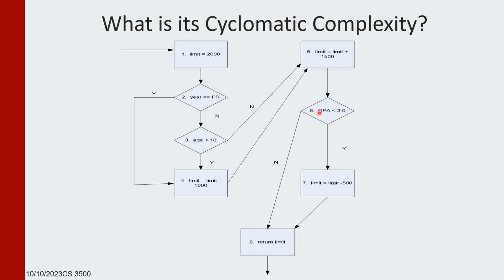So now what you can go through is, now that you know that this is the number of tests, you can think about what those tests are based on the different paths that you have through this control flow diagram.